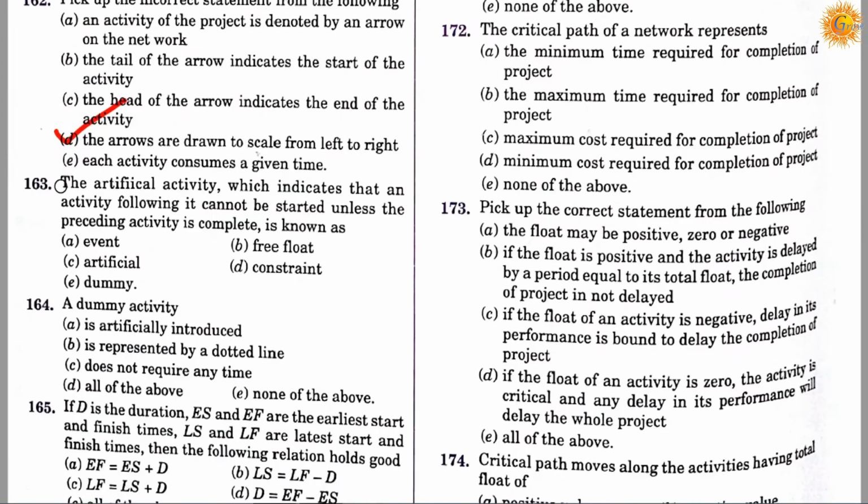Question number 163. The artificial activity which indicates that an activity following it cannot be started unless the preceding activity is complete is known as: option A, event; option B, free float; option C, artificial; option D, constraint; and option E, dummy. The correct answer is E. It's called a dummy. The artificial activity which indicates that an activity following it cannot be started unless the preceding activity is complete is known as a dummy.